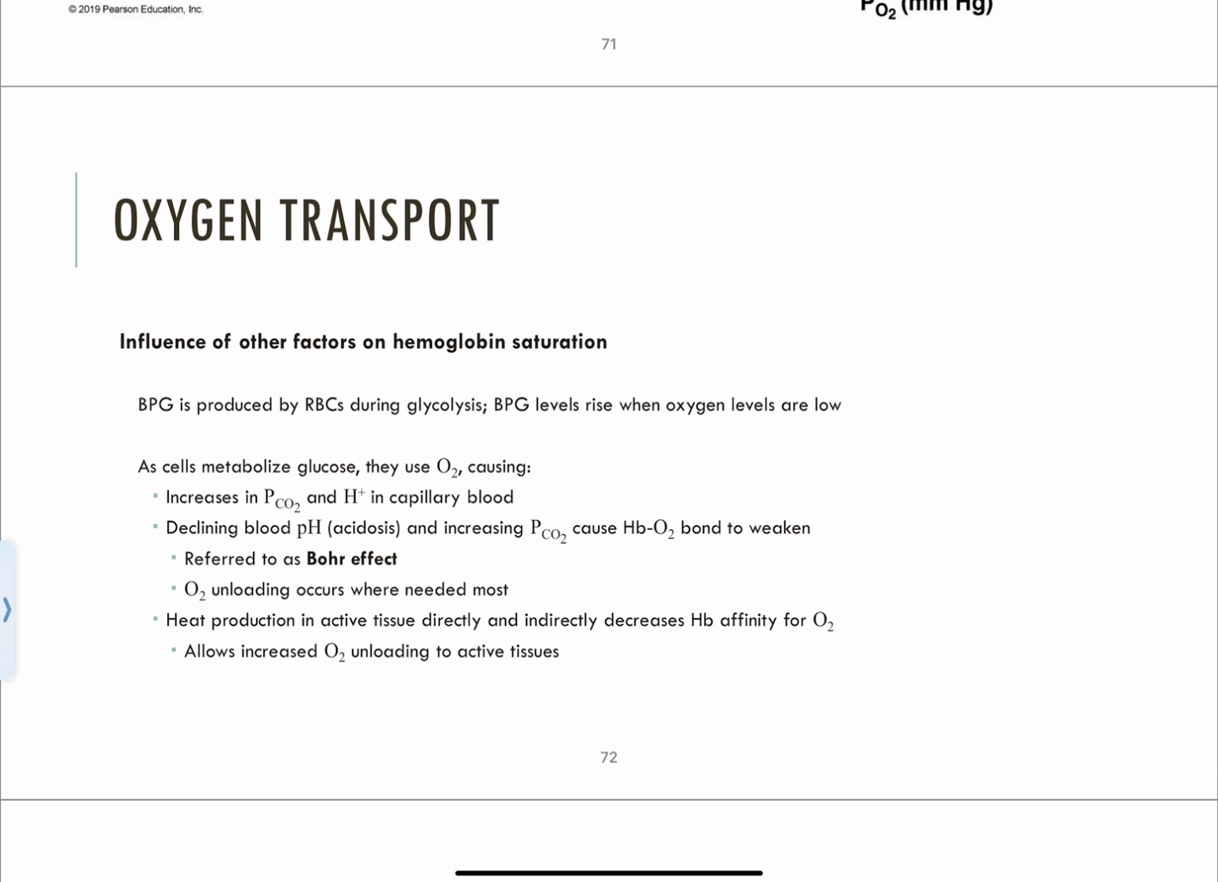However, declining blood pH, which is the result of high hydrogen ion concentrations, results in something called acidosis. And increasing the partial pressure of carbon dioxide is going to cause the weakening of the oxygen to hemoglobin bond, and that is referred to as the Bohr effect. So oxygen unloading can occur where we need it the most. Heat production in active tissues directly and indirectly decreases oxygen's affinity for hemoglobin as well, again increasing oxygen unloading and getting it into our tissues where they need it.